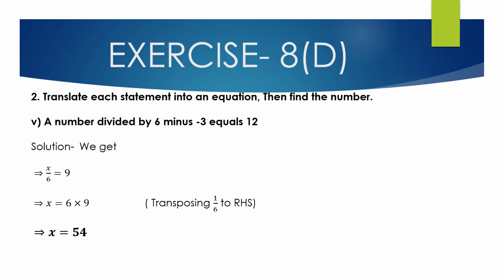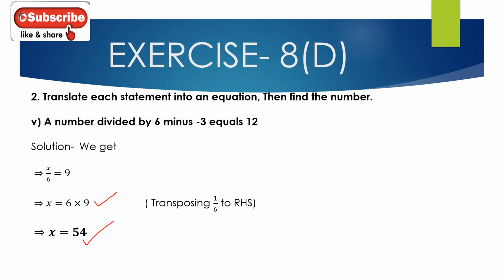This 1 divided by 6 transposes to the right hand side, this division symbol changes to multiplication symbol. Now 1 divided by 6 changes to 6. Now we get x equal to 6 multiplied with 9. And 6 multiplied with 9 is 54. So the number is 54.